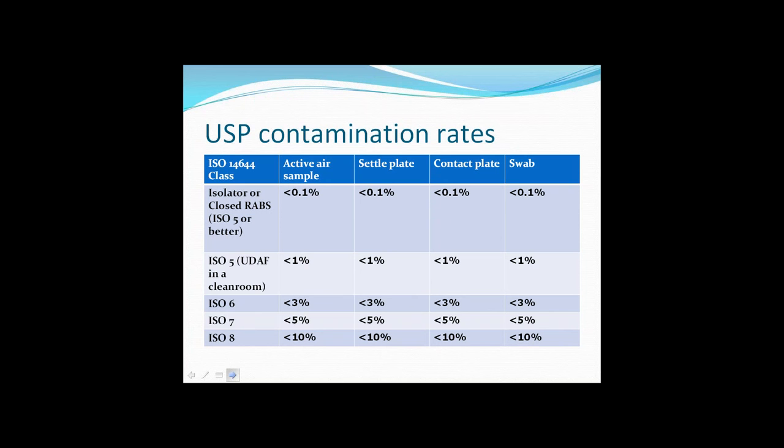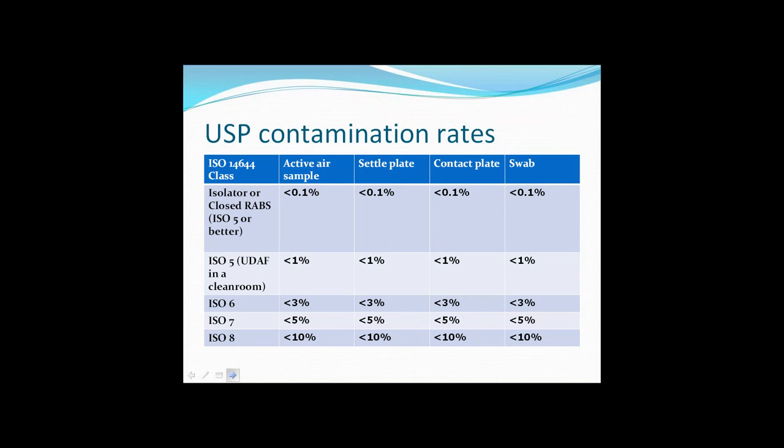So what is the USP now recommending? Well, it's talking about, as I said, contamination rates, that is non-zero incidence, and it's saying that these rates should be different for different environments. So you can see that it's divided between isolators, a unidirectional airflow device in an ISO class 5 clean room, ISO 7, which is equivalent to the EU-GMP grade B in operation, and ISO 8, which is equivalent to the EU-GMP grade C.